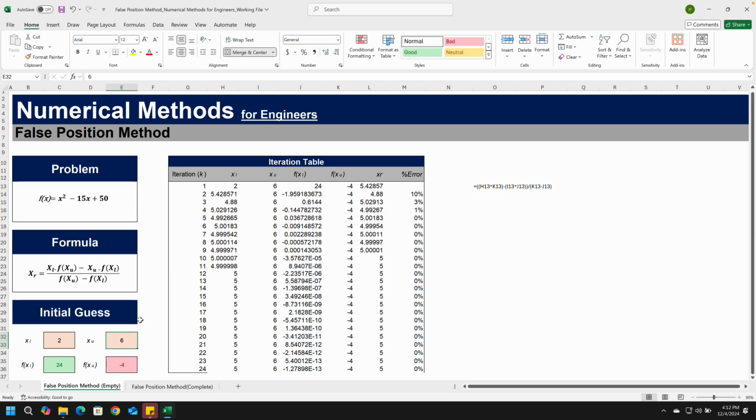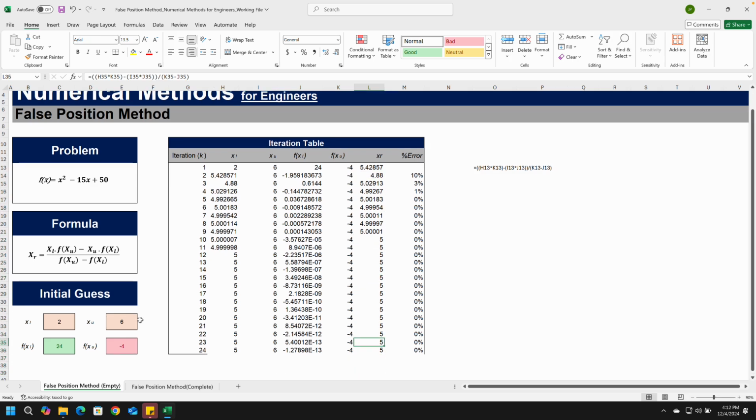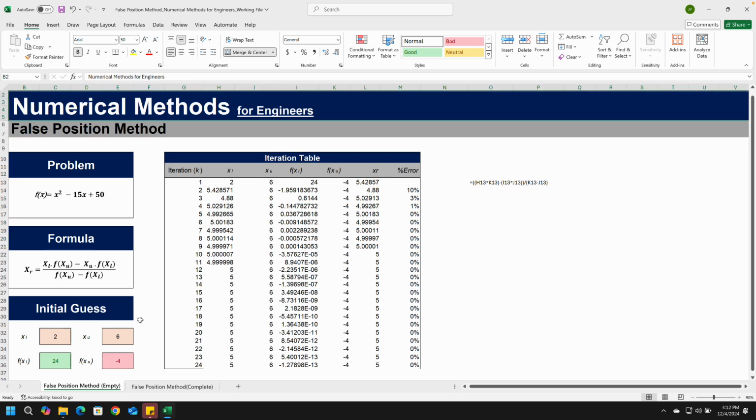Again, you have to make sure that of these two values, one is positive and one is negative, which in this case we fulfilled. So we can use these initial guesses. And what we find using these initial guesses is the following. We found the second root of the function, which in this case is 5. And so the two roots of this function are 5 and 10. So that is simply the false position method for you.